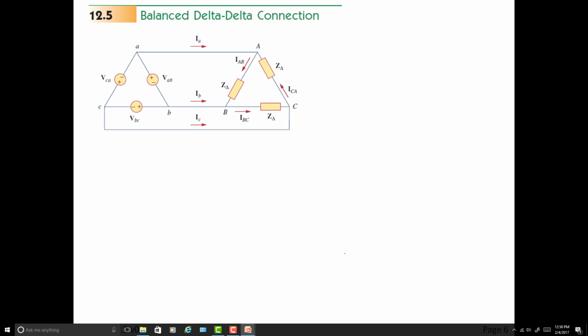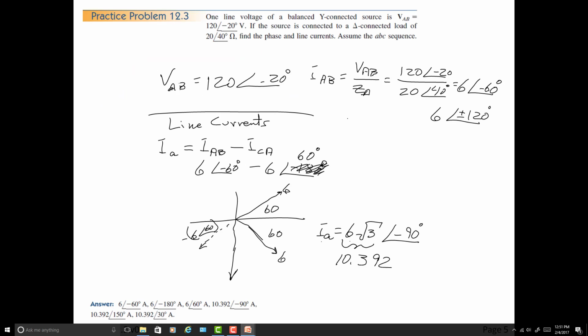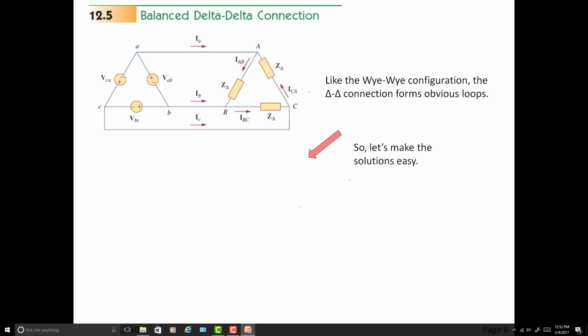All right, I want to move on now to the balanced delta-delta connection. In the balanced delta-delta that we have here, you can see this is an easy connection. There are 3 simple loops, a straightforward, easy connection to make. Like the YY, these are some obvious loops. So rather than drawing all kinds of pictures, let's just make this easy. We want the 4 items: line voltages, phase voltages, line currents, and phase currents, always solving for that.